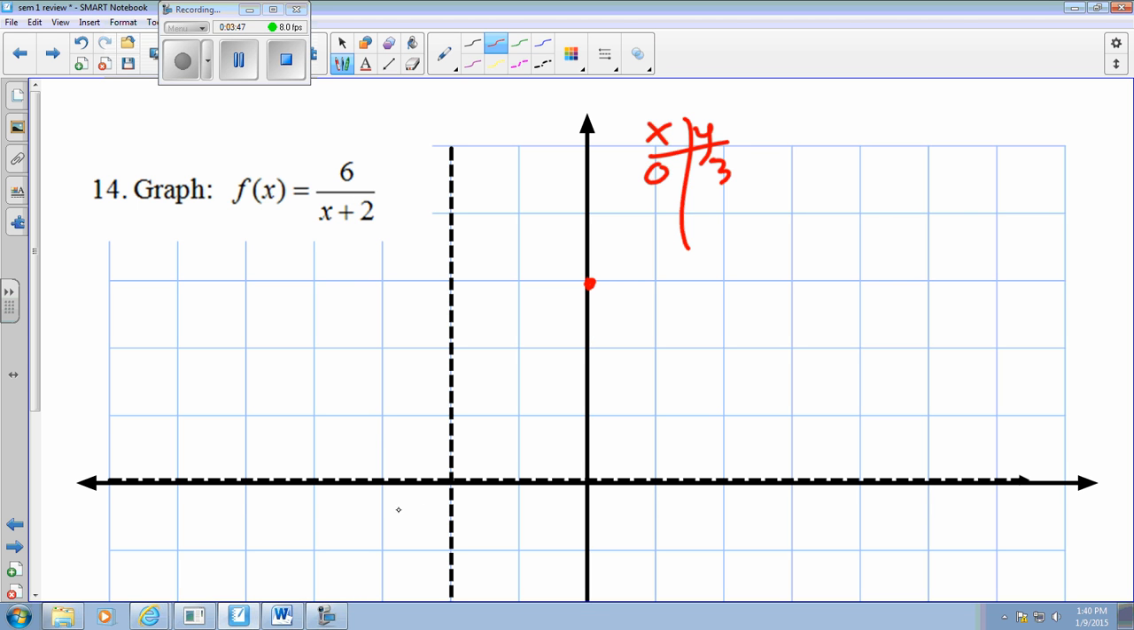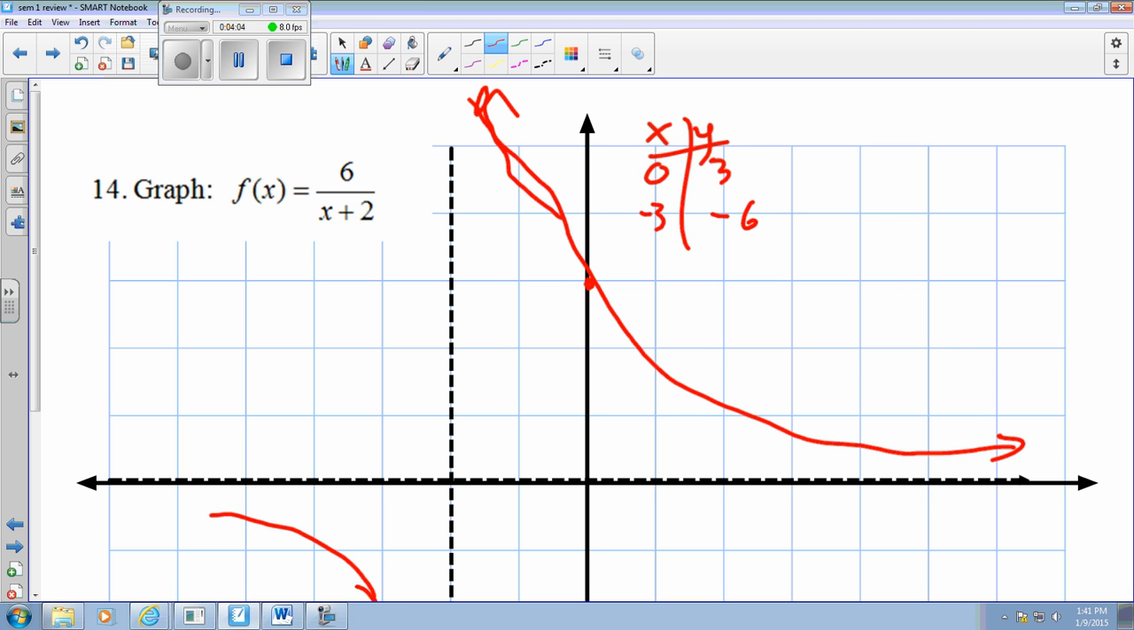And if I try a point over here at negative 3, I get negative 6. With that in mind, I have the idea that my graph is going to kind of go like that, and it's going to curve and follow the asymptote up, and over here it's going to curve and follow the asymptote, both those directions.